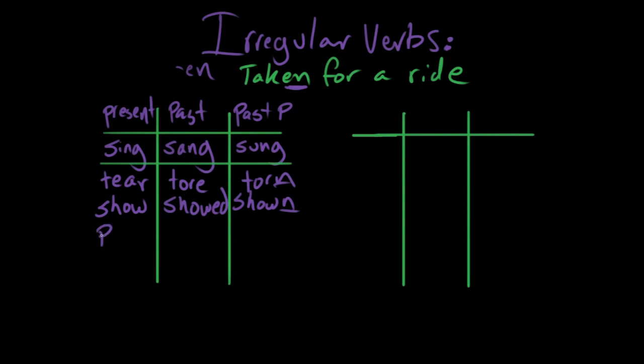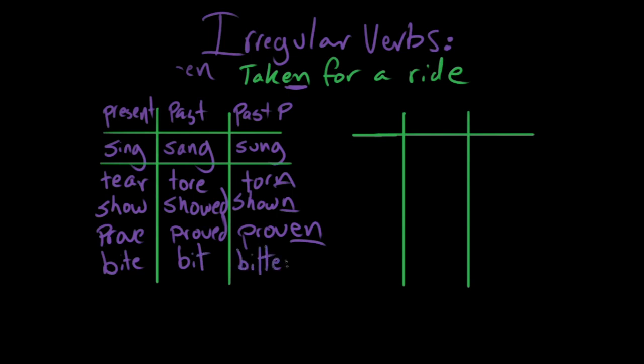Same thing goes with prove. Present tense, prove. Past tense, proved. Past perfect, proven. Same deal for the verb to bite. I bite, it bit, I was bitten, or it had bitten.